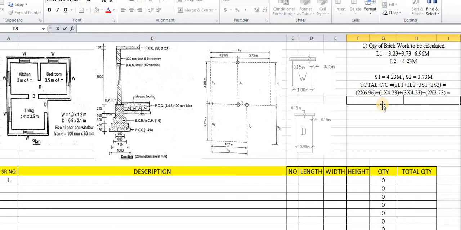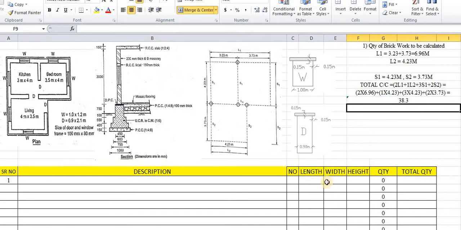So after these calculations the total quantity comes to be 38.3. So 38.3 is nothing but the total quantity in meters. So in this way we have calculated the quantity in meters. 38.3 is the total quantity.